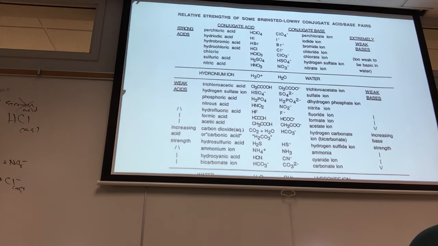You guys have memorized the strong acids, right? How many strong acids have you memorized? 7. Are there more than 7 strong acids? True or false? There are seven strong acids and that's it. There are no more strong acids beyond seven. True or false? False, you know. There are plenty.